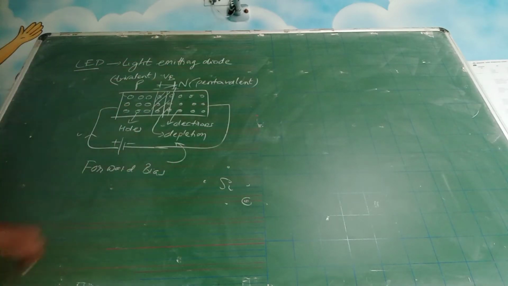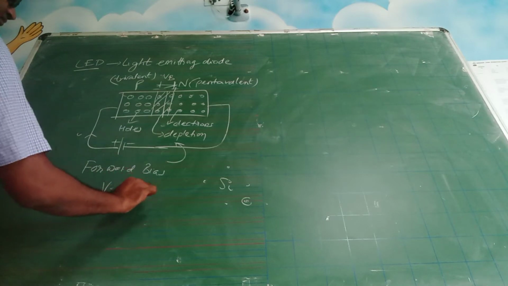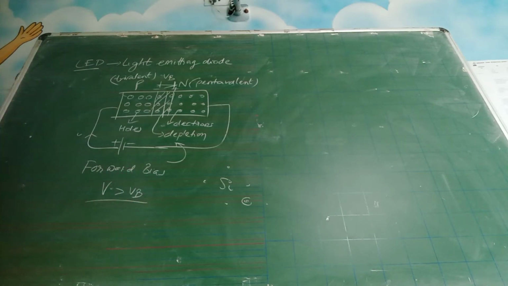So when you connect this to an external source, let us say this potential difference is V. V has to be more than VB, V has to be more than VB for any conduction to happen. If V is less than VB, no conduction will happen.